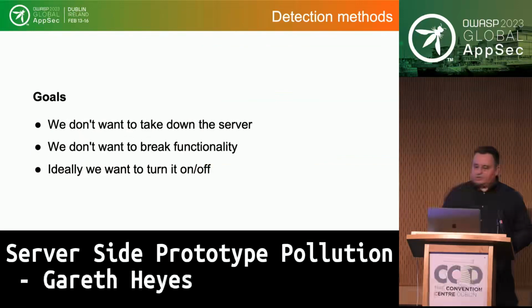So to recap, really, what we need to do is find some valid vectors that don't take down the server or break the functionality. Ideally, what we want to do is find a technique that we can switch on and off, because that's a reliable way of detecting prototype pollution on the server without needing the source.